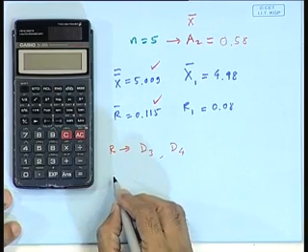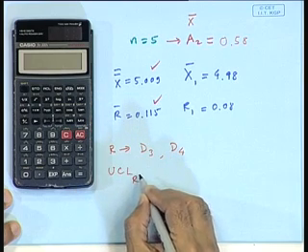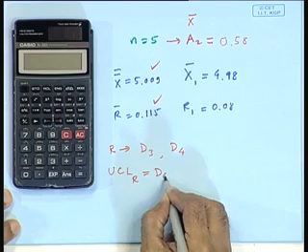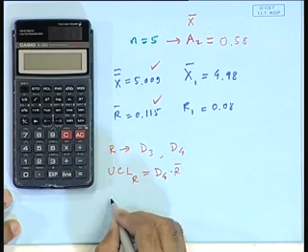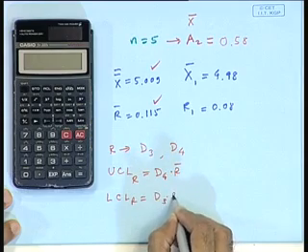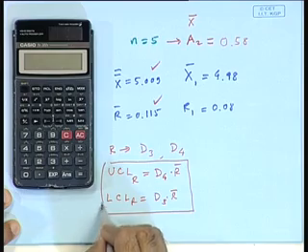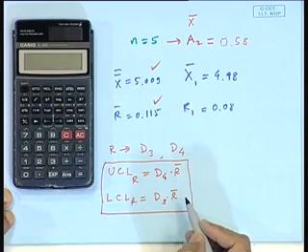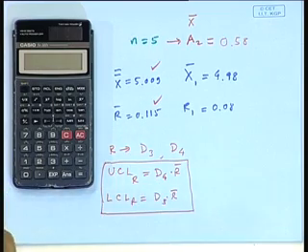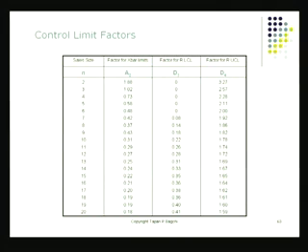And what is the formula for the range chart? UCL range is D4 times R bar, and LCL R is going to be D3 times R bar. These are the formulas that are utilized in constructing a range chart and putting control limits on it. And that's what they have done on the screen there. Notice, where do I find my D3 and D4? I go to the same table, and I have their D3 value and D4 value.